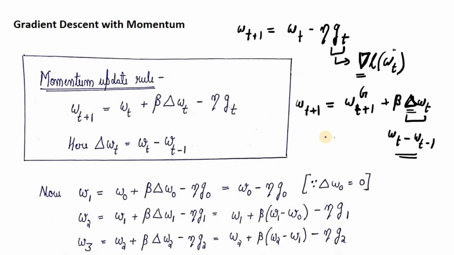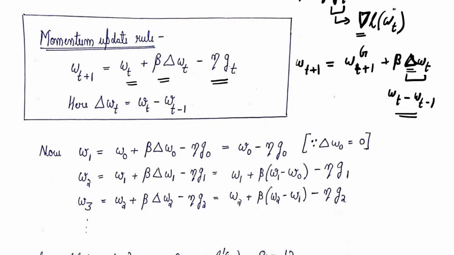To make things a little clearer, this is the momentum update rule. We take the W_t, we have the eta times G_t. These are exactly the terms I'm highlighting over here, and they form the gradient descent update rule. We just add the term beta times delta of W_t.